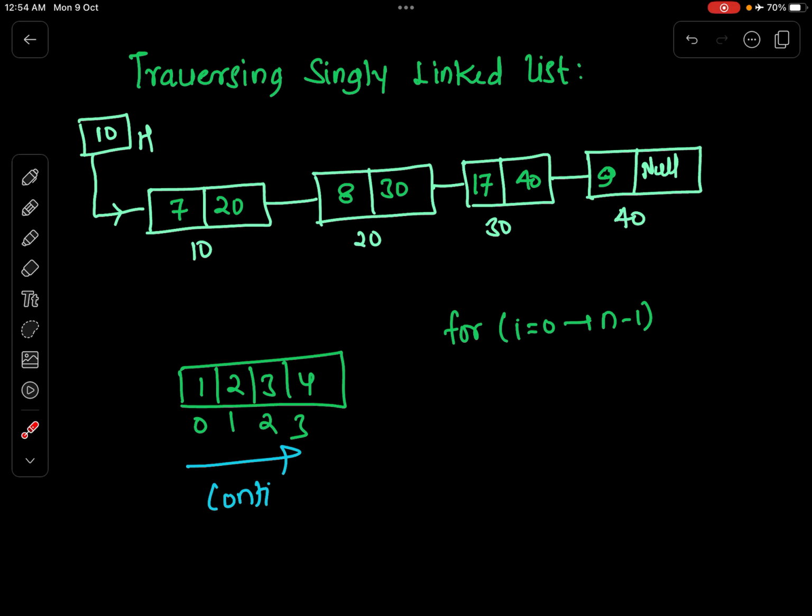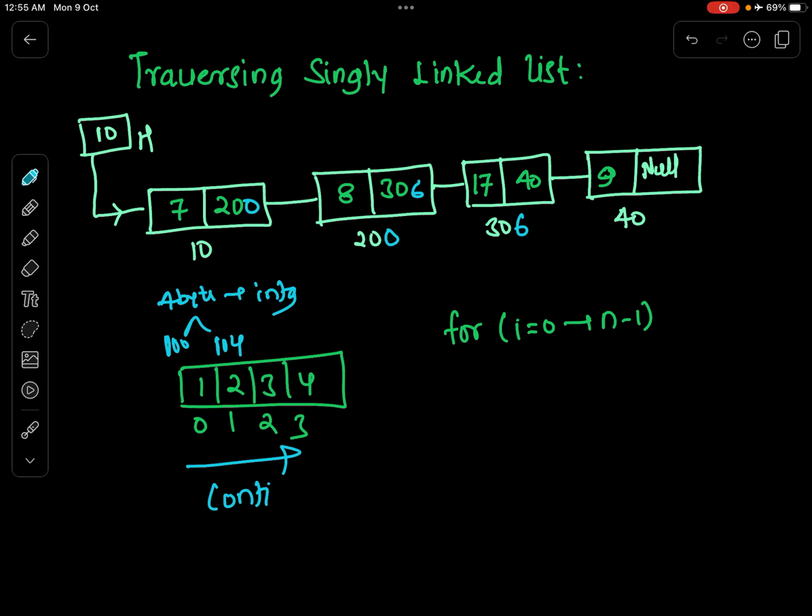No, because in an array we know that the addresses are continuous. For example, if my 1 is present at 100, the next will be present at 104, and the difference between these two is 4 bytes, which is the size of my integer. But here, this node is present at 10, and the next node may be present at 200. If that is at 200, the next might be present at, say, 306. So there is no fixed address for the linked list.